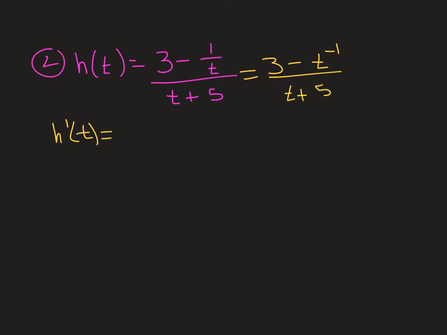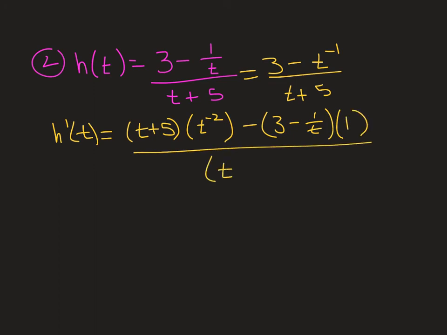So now we're going to find h prime of t. We're going to get the bottom, the denominator, which is t plus 5, times the derivative of the numerator. Remember, derivative of t to the negative 1 is going to be negative t to the negative 2, so we end up getting positive t to the negative 2. That's going to be minus the numerator times the derivative of the denominator. This is all over the denominator squared.